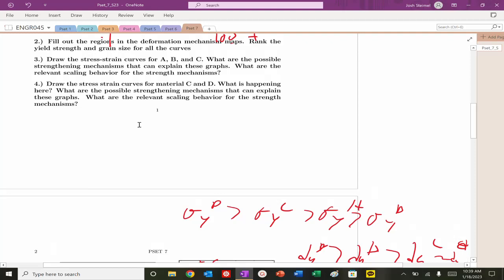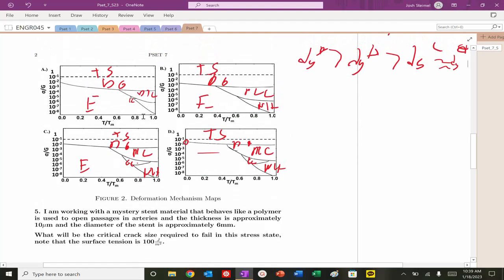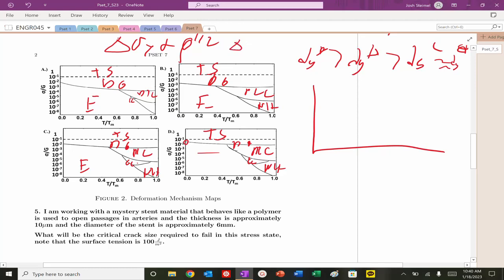All right, draw the stress strain curves for A, B, and C. What are probable strengthening mechanisms? What are the scaling behaviors? So I'm seeing A, B, C. It seems like the cobalt creep region is changing, so it must be an annealing process. So that means my change in yield strength scales with the 1/2, or cold working or annealing, or alternatively my yield strength changes as grain size strengthening, dg to the -1.